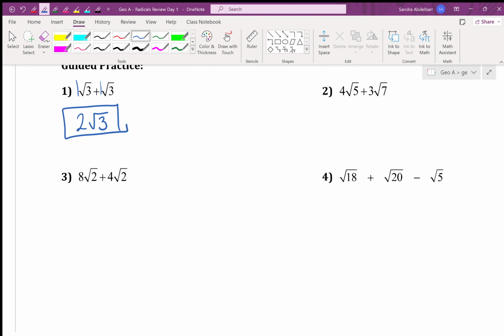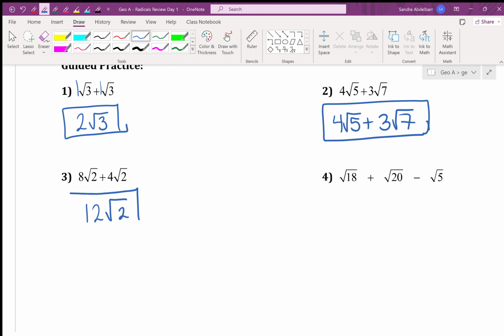All right, number 2. Can I add 4 root 5 plus 3 root 7? No, their radicands are not the same, so we cannot add them. So this is just 4 root 5 plus 3 root 7. It's already simplified. All right, what about number 3? 8 root 2 plus 4 root 2. Connor? 12 root 2. You got it, 12 root 2.